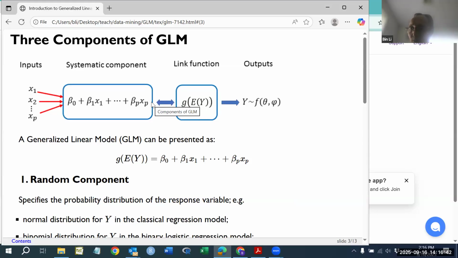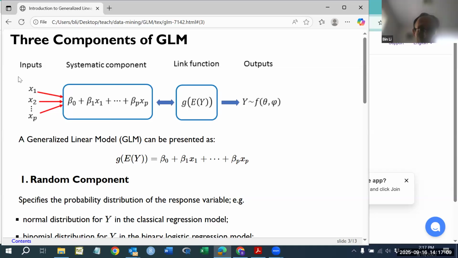So it's more general. The generalized linear model includes the linear regression models that we know as a special case, but it's more than that. It's a family of models. That's why it's called generalized linear model. It has three components, and we can see these three components through this illustration graph.